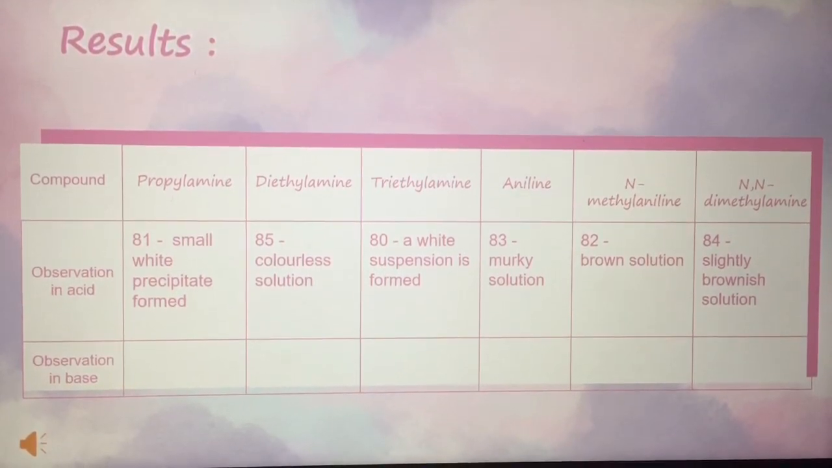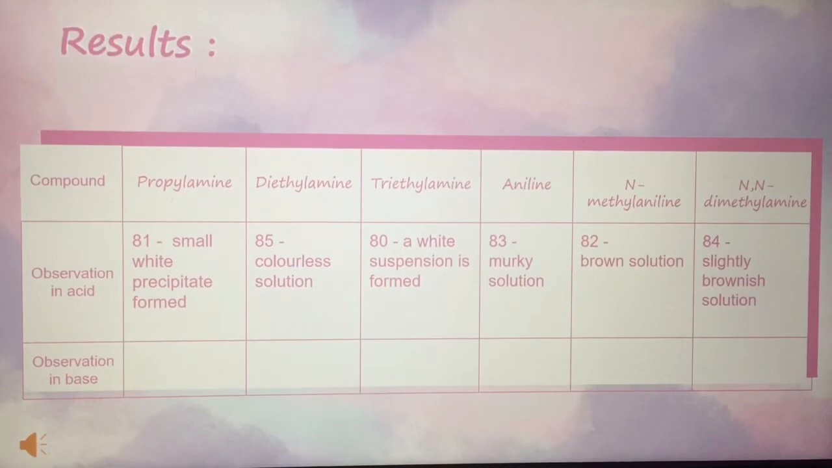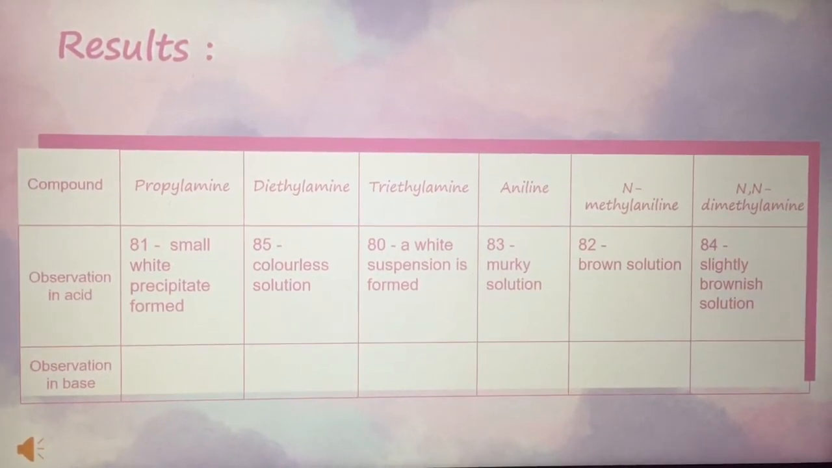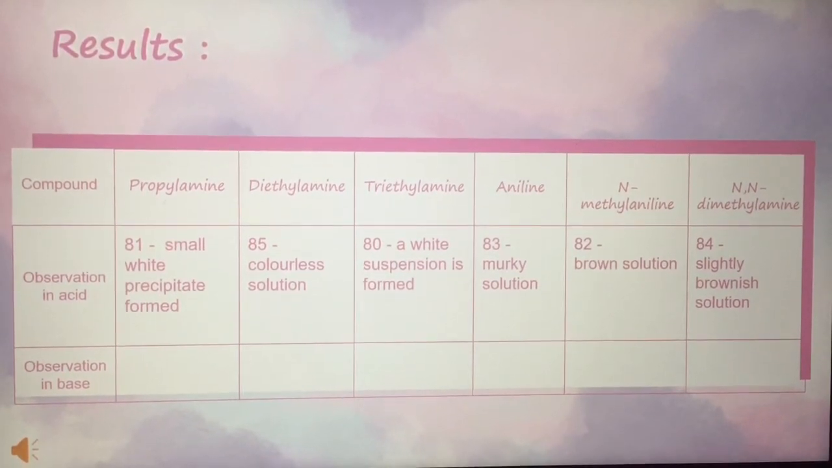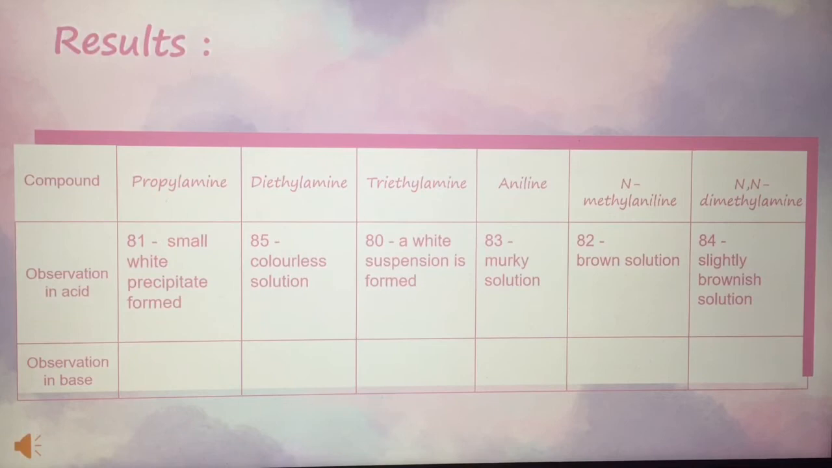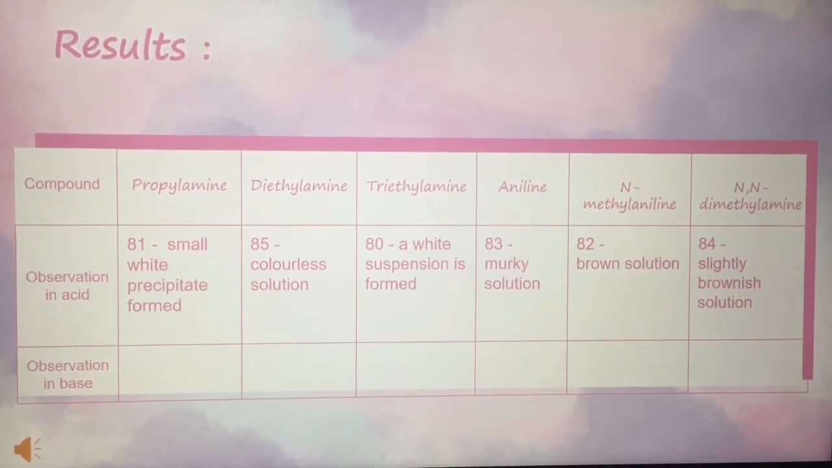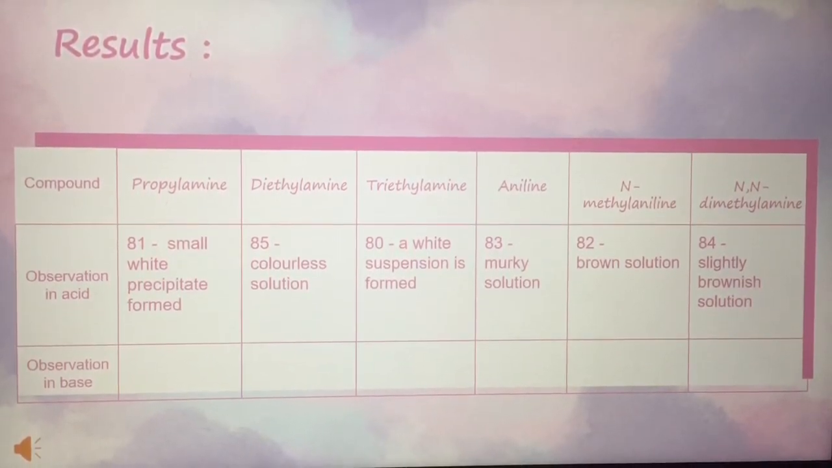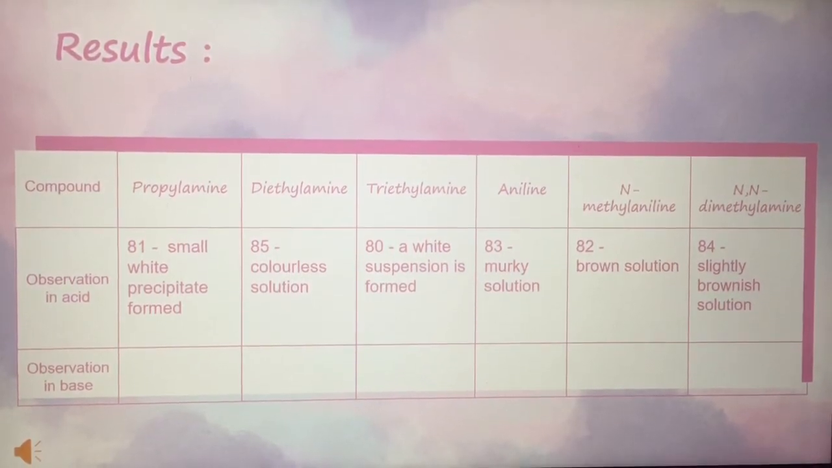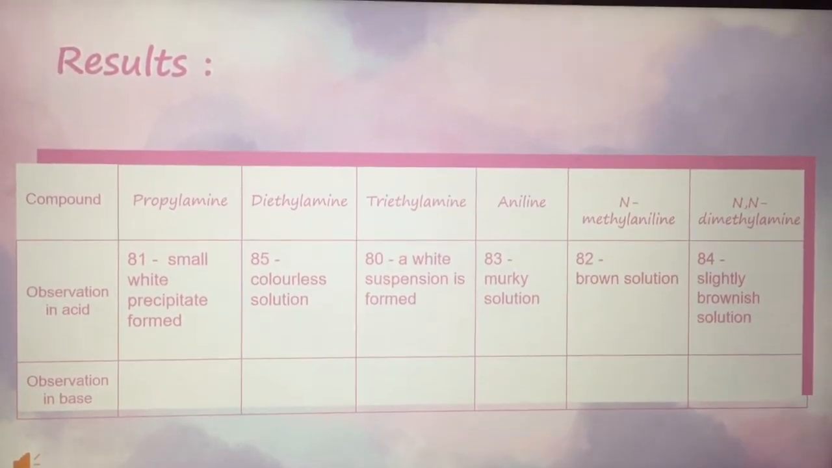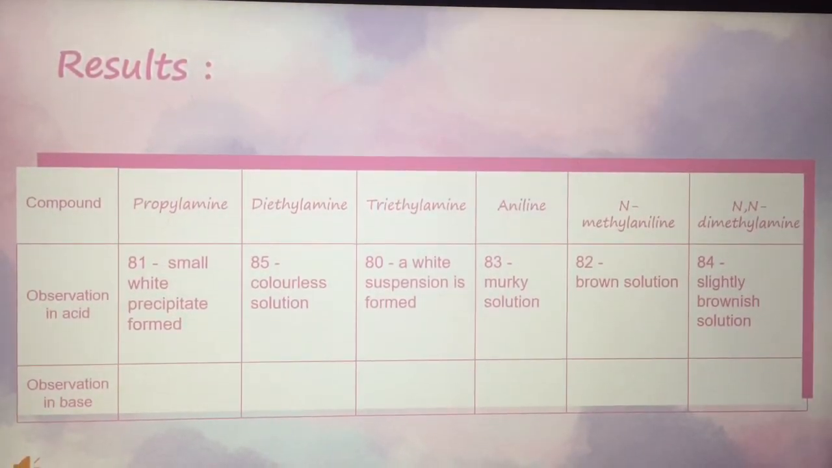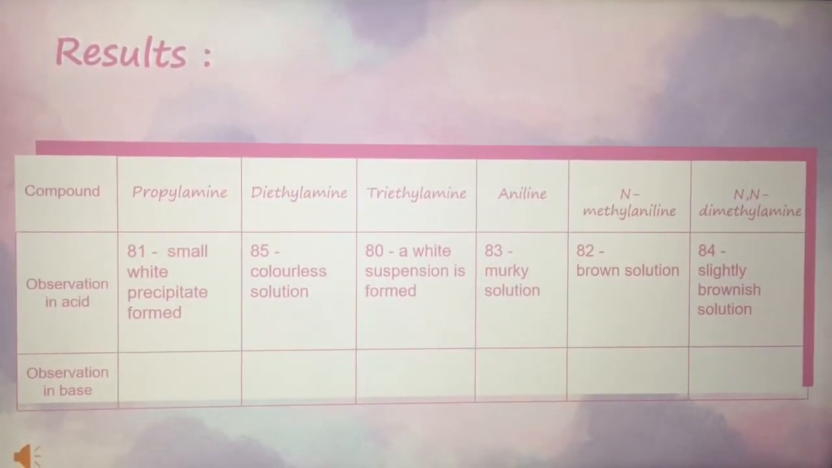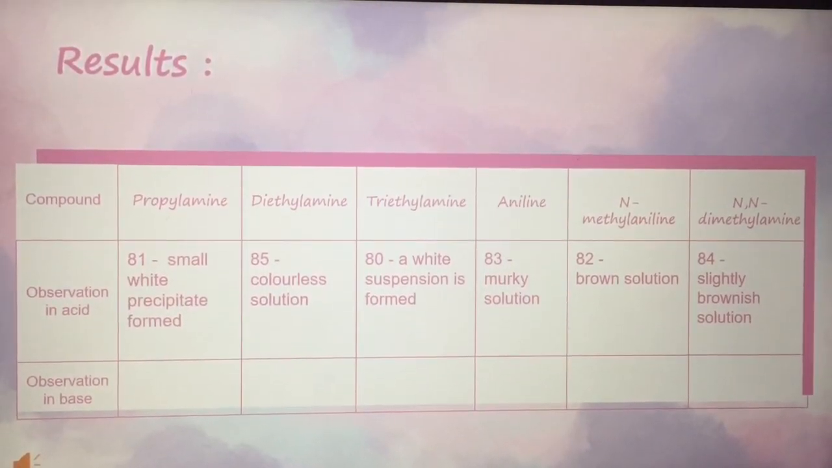And then the next compound is aniline. What I observed from clip number 83 is a murky solution. The next compound is N-methyl-aniline. I choose clip number 82 as it has a brown solution. It produces a brown solution. And the last compound is N-dimethylaniline. I choose clip number 84 as it's slightly brownish. It produces a slightly brownish solution. There is no observation in base because we didn't get the video for the reaction of amines with the base.